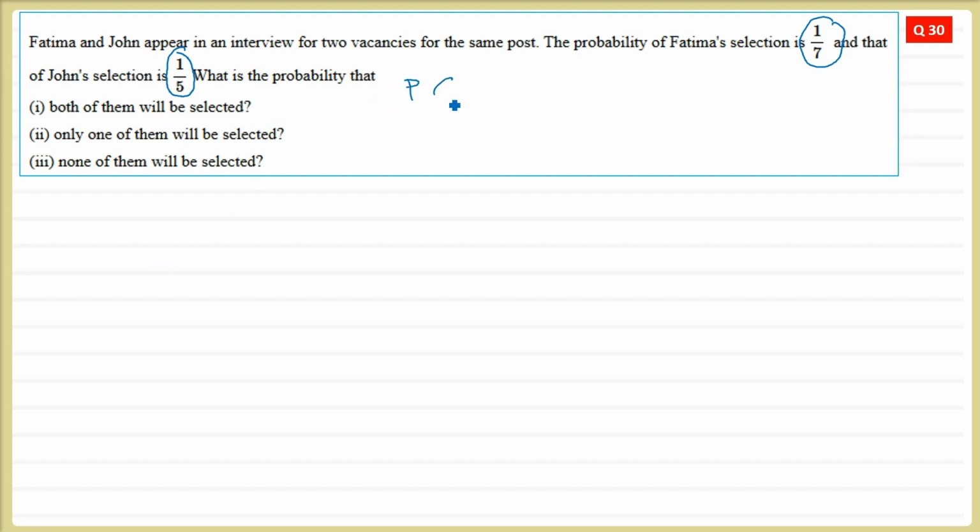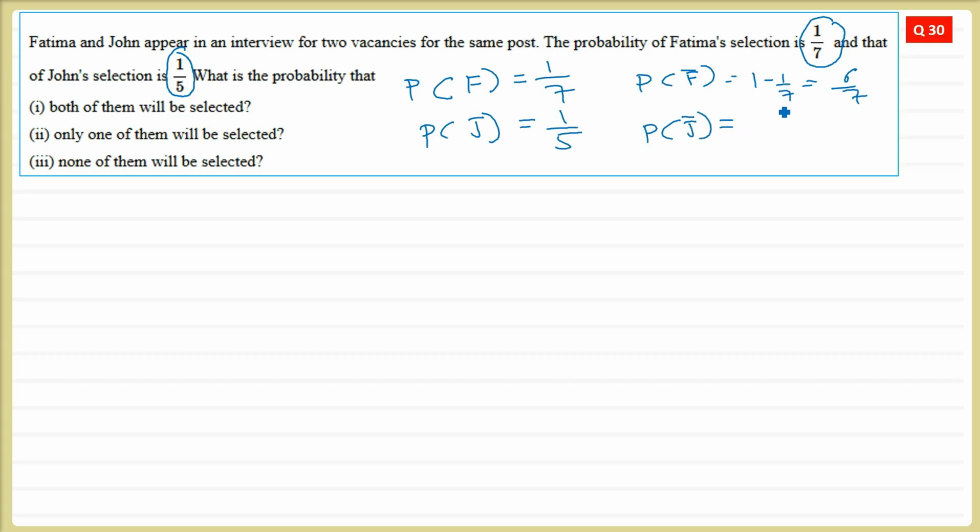So the probability of Fatima, let's call it P(F) or P(A), is 1 by 7. Probability of John's selection, let's call it P(J) or P(B), is 1 by 5. So probability of Fatima not getting selected, meaning not getting successful, is 1 minus 1 by 7, which is 6 by 7. Probability of John failing in the interview is 1 minus 1 by 5, which is 4 by 5. We are going to employ this in this question.